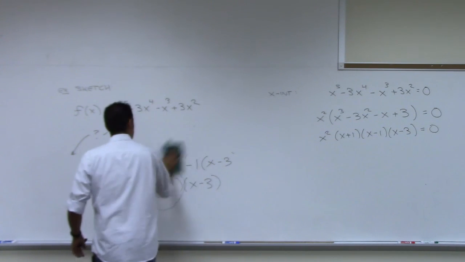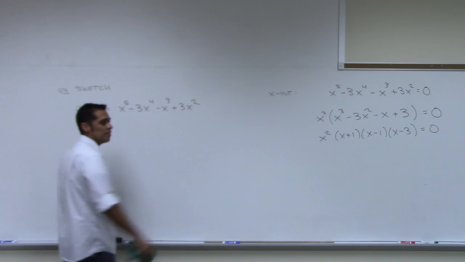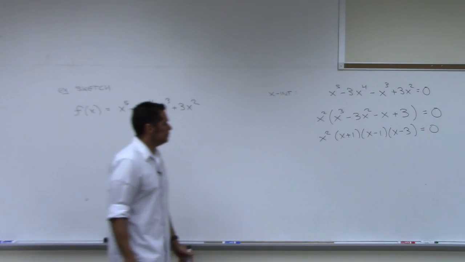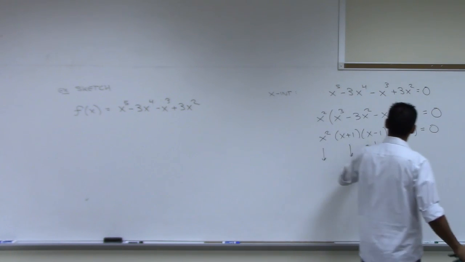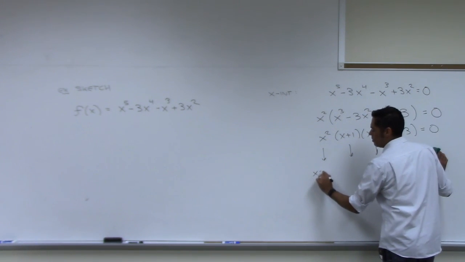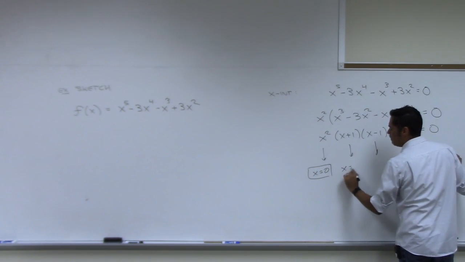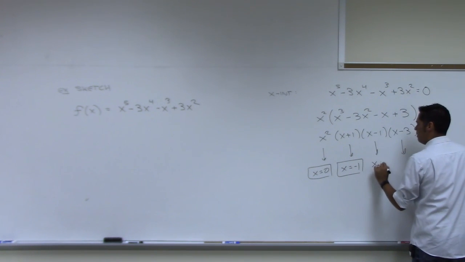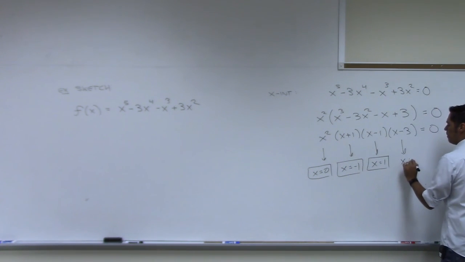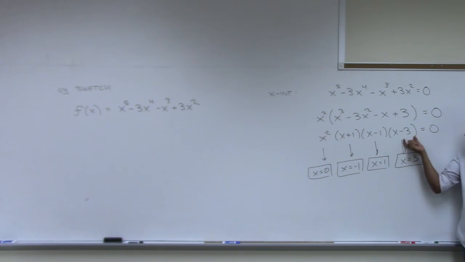Now that we're there, we can set each of those factors equal to 0. So we're going to have 1, 2, 3, 4 factors. If you set each of these equal to 0, what are the solutions you're going to get? X is 0 here. What's the solution from this one? Negative 1, positive 1, and positive 3, right? You know what I'm doing here? Setting that to 0, that to 0, that to 0, that to 0, and you get those 4 answers.